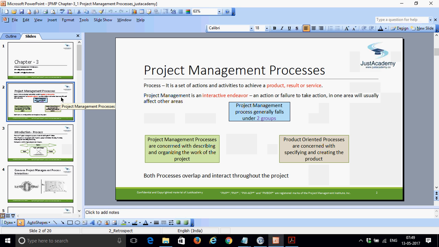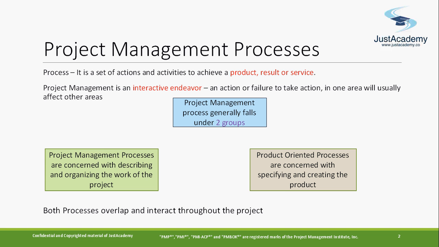Good. So we're talking about this process. Process is nothing but a set of actions and activities to achieve a product, result, or service. So what are the activities you're going to do to get an output? For example, develop project management plan. You do something and you'll have some output.